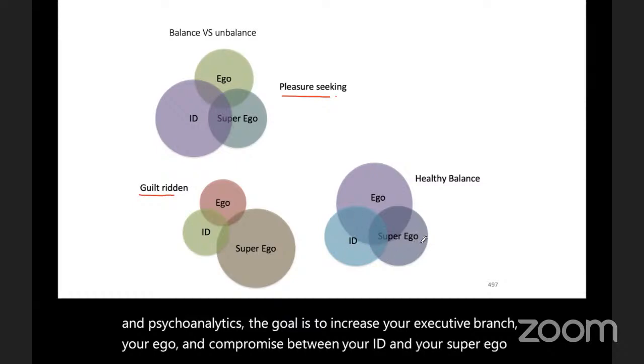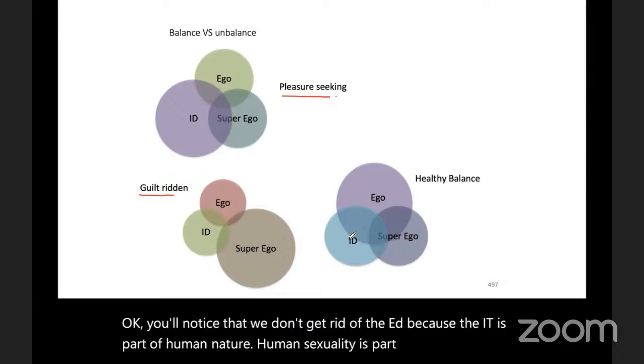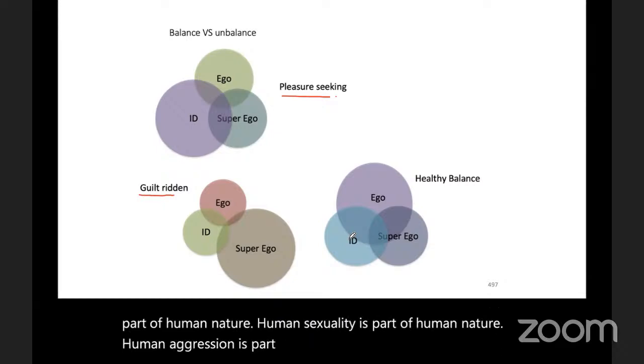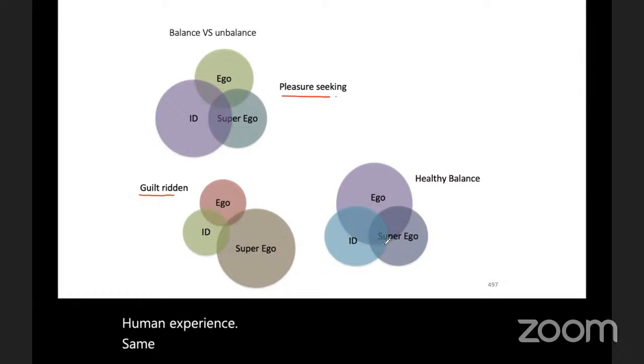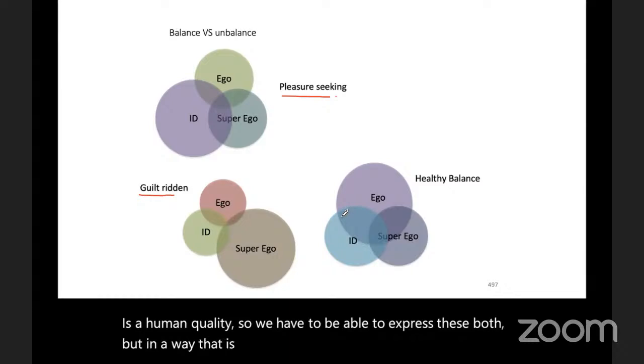You'll notice that we don't get rid of the id because the id is part of human nature. Human sexuality is part of human nature. Human aggression is part of human experience. Same with the superego, acting in a way that is congruent with a situation is a human quality. So we have to be able to express these both, but in a way that is congruent with the environment or the situation.